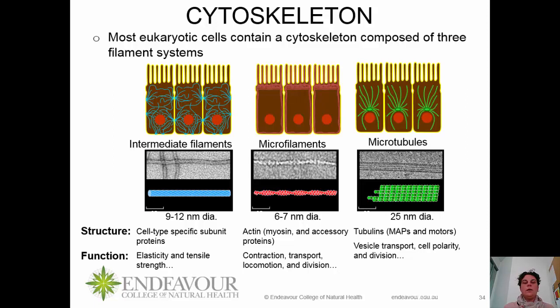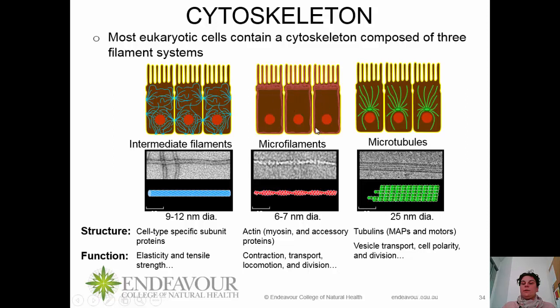Okay, so intermediate filaments, they are there for elasticity and tensile strength, which means that they make sure that the cells are able to move when they are in a monolayer, so there's multiple cells attached to each other. They're able to be elastic, so there's nothing penetrating through the monolayer, but it's also able to provide that strength so you don't pull it apart easily. Okay.